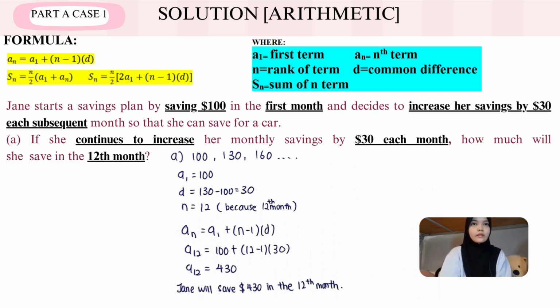We all know that A1 is 100 and d, which is the common difference, is 30, because A2 minus A1. n is going to be 12 because we want to find the 12th month. Now that we have all the information, we can substitute it into the formula and find the amount for the 12th month, which is $430.